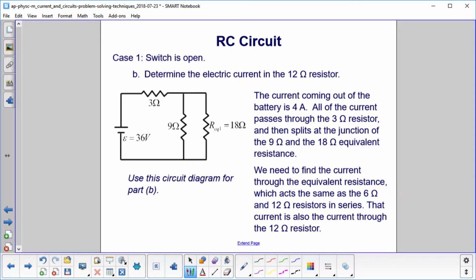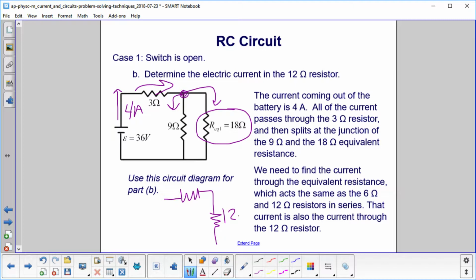Determine the electric current in the 12 ohm resistor. Okay, so let's sketch here. We've got 4 amps coming out of here. It goes through the 3 ohm resistor, still 4 amps, and then splits at this junction. We need to find the current through this one right here, through the equivalent resistance 1. Why? Well, what is that a replacement for? That's a replacement for the 6 ohm and the 12 ohm. They're in series, so whatever the current through the equivalent resistor is, it has to be the same through both the 6 and the 12 ohm resistor. So once we find the current there, we've answered this question.